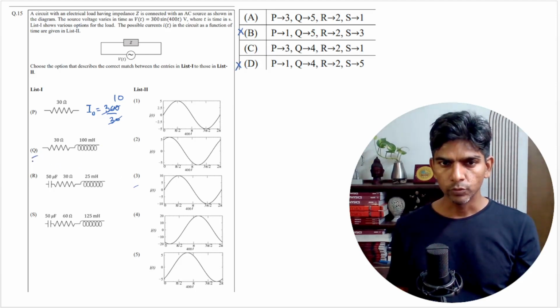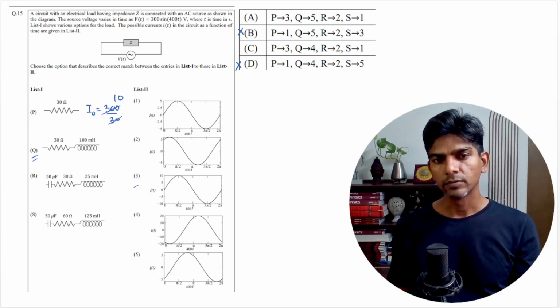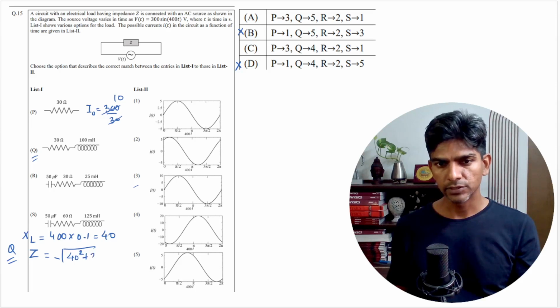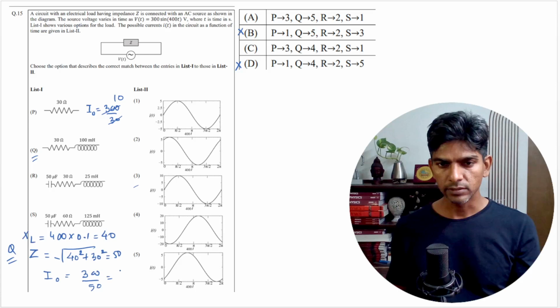Now let us see the Q part. Basically it will be an inductive load, right? We have an inductor and there is a resistor. So first let us calculate the impedance in Q part. First let us calculate the XL value. Omega is given as 400. Multiply that with L, which is 0.1 Henry, which will be 40. So impedance will be root of 40 square plus 30 square, that will be 50. So we got the impedance. So peak current in this case will be peak voltage divided by the impedance, which is 50. So it comes out to be 6.